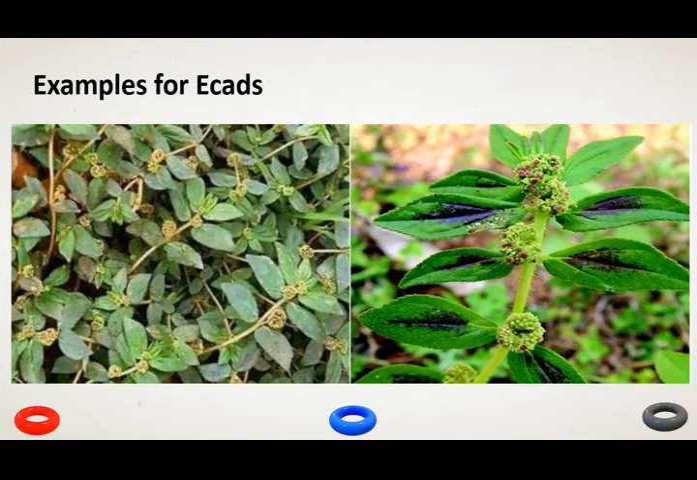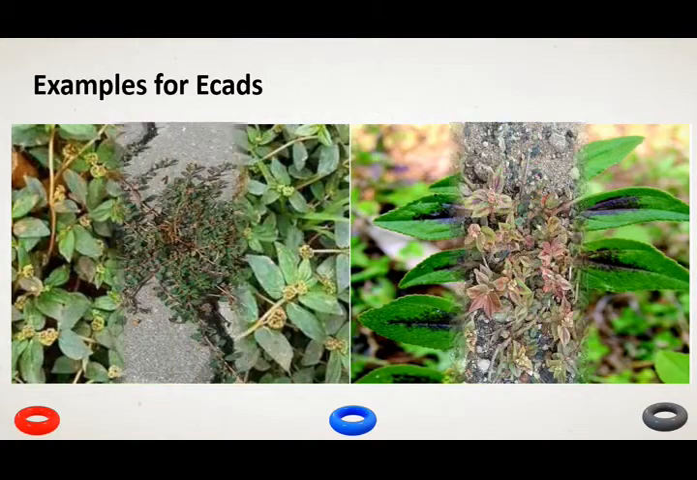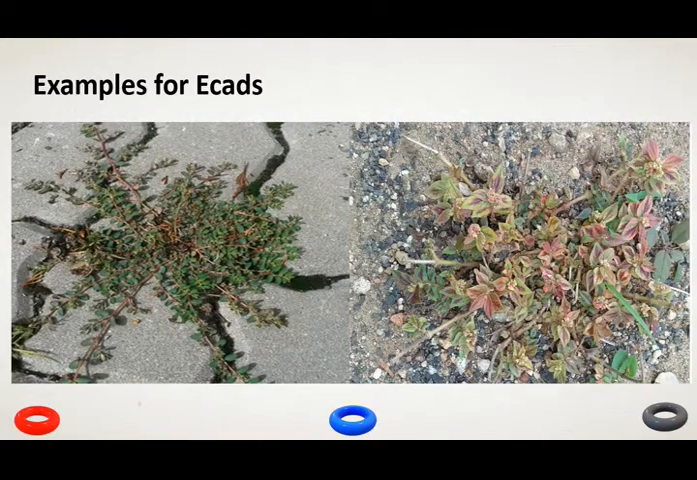Let us see some examples of ecads. In the Euphorbia hirta plant, when this plant is growing in the grassland, it is prostrate and profusely branched, while the plant of the same species growing on a footpath is compact, small-leaved and cushioned. When these forms are grown under identical conditions, the differences disappear.